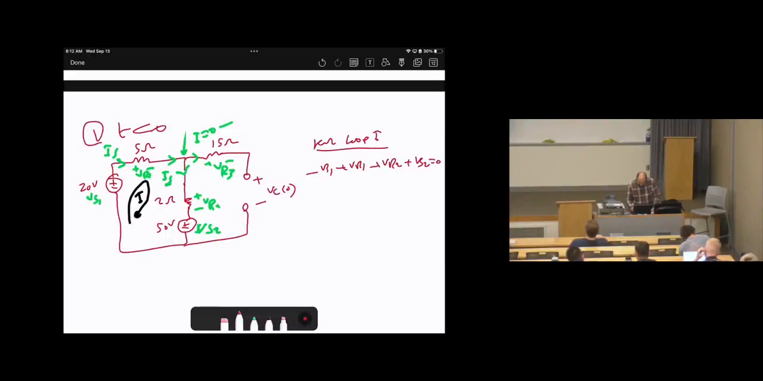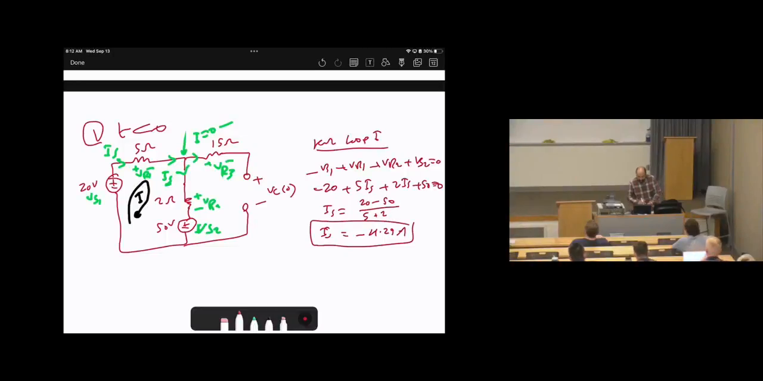Now substitute the values. It will be negative 20 plus VR1, use Ohm's law, 5 times I source, plus 2 times I source, plus 50 equals 0. Therefore, I source will be (20 minus 50) over (5 plus 2). So the answer will be, of course, negative 4.29 amperes. That's I source. Okay. Now we just calculated I source.